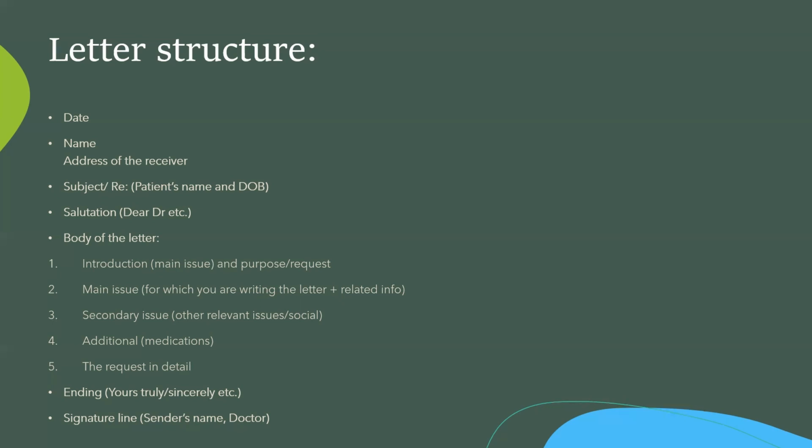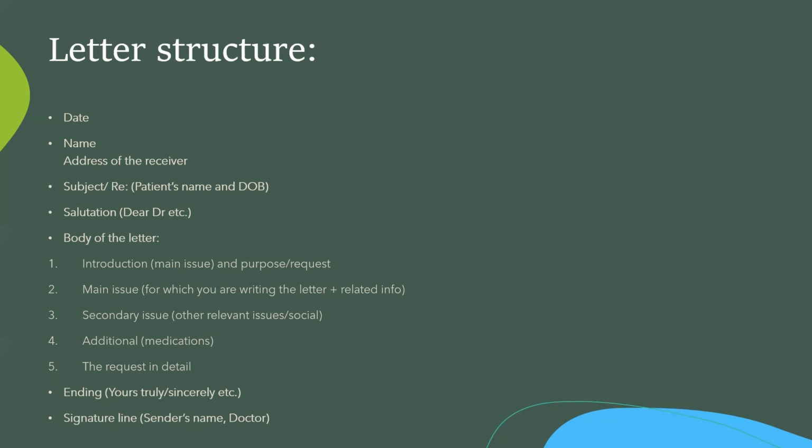Then in the second paragraph, you have to write details about the main issue, like a brief history of when it happened. Maybe the patient had a heart attack at some point and then they missed their medication. So you have to write the events leading up to this issue and all the related information that has been given to you. If the patient has any other secondary issue that is relevant but not immediately relevant, for example, if the patient is getting headaches, you can write the secondary issue here. Or if the patient has social issues like he smokes a lot, drinks a lot, you can write that here.